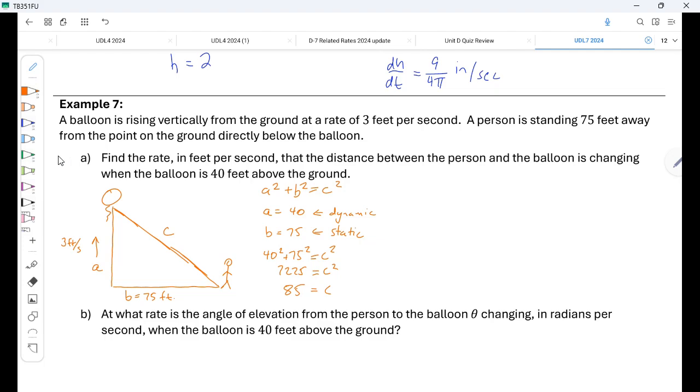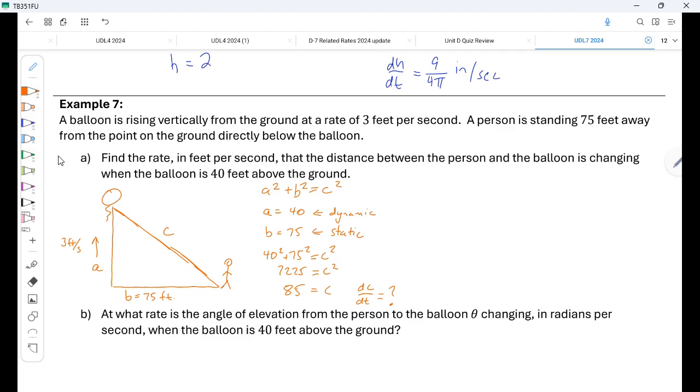So we have all of our measurements there. We want to find the rate in feet per second that the distance between the person and the balloon is changing. So what do we want to find? dC/dt, right? Yeah, we want to find dC/dt. So we'll write that down as our last thing. I think that's an important problem-solving step because it can lead you certain places. So dC/dt equals question mark. Okay, so that's our setup. We're ready to go.